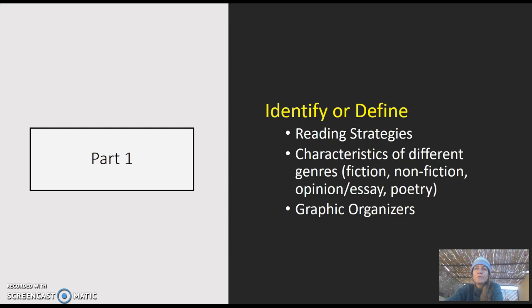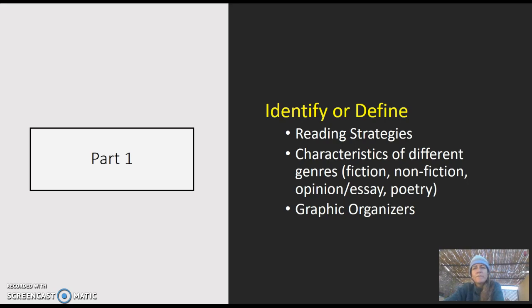You should also review your characteristics of different genres. We talked about fiction, the components of fiction. Go back to that PowerPoint and review. I'm not going to go through them all here. Nonfiction, what characteristics of nonfiction help you with reading strategies? Opinion and essay, we talked about the structure of essays and how that will help you as a reader. And then finally, we talked about poetry and what you can expect when you read poetry. So review those characteristics of different genres.